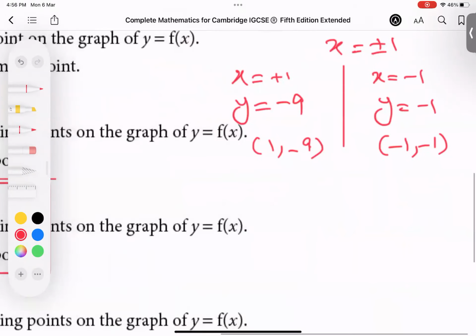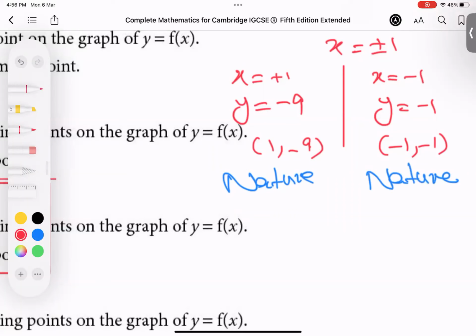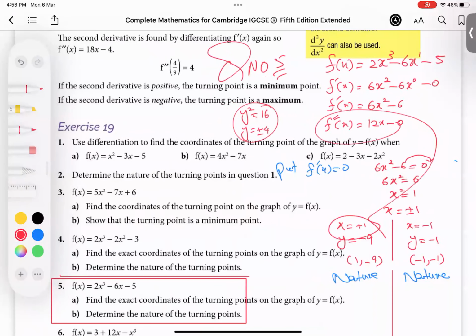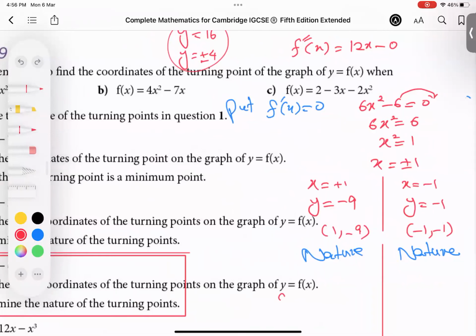But now nature. How to get the nature? Get ready. Nature for both points. So what is the technique here, students? I will plug in the x value, this x value, in the second derivative. So let's start. F double dash of 1 and F double dash of minus 1. When I plug in 1 here, it gives 12 times 1, giving positive 12. If I plug in minus 1 here, 12 times minus 1 gives you minus 12.